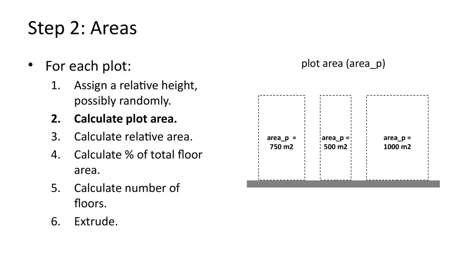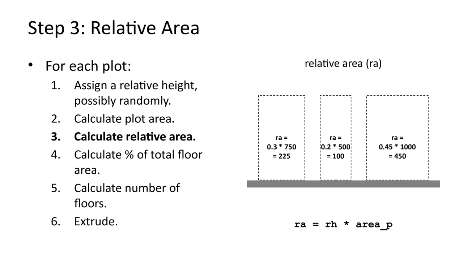In the second step, the area of each plot is calculated. In the third step, the relative area of each building is calculated by multiplying the relative height by the plot area. The resulting relative areas again only have meaning in relation to one another.